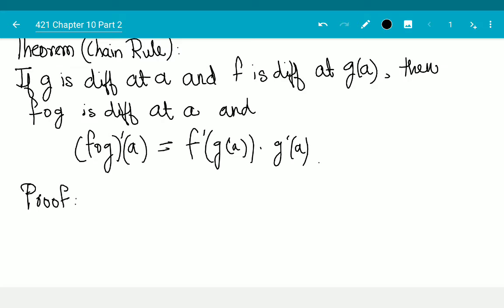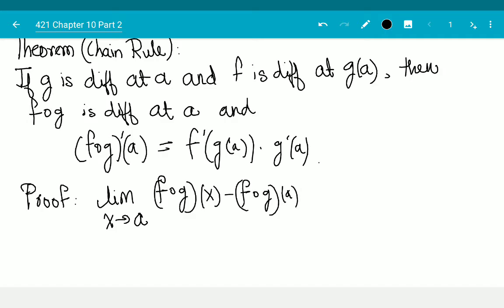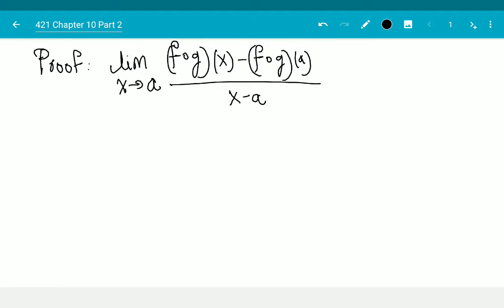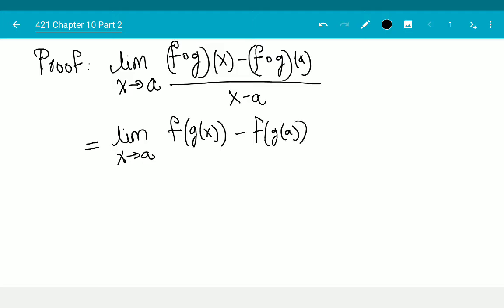Well, what is the derivative of f composed g? It is the limit, as x goes to a, of f o g of x minus f o g at a, all over x minus a, right? Well, what we are going to do is say, as x goes to a, this is the same as f of g of x minus f of g of a all over x minus a.